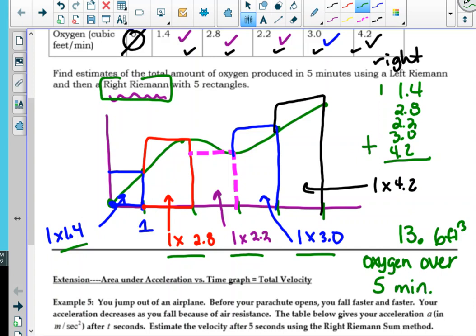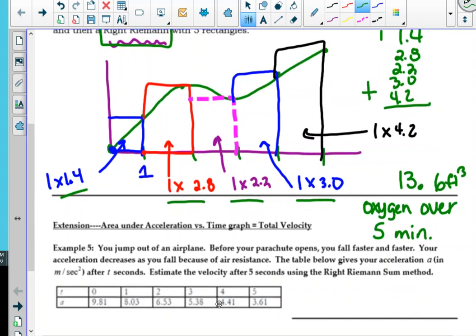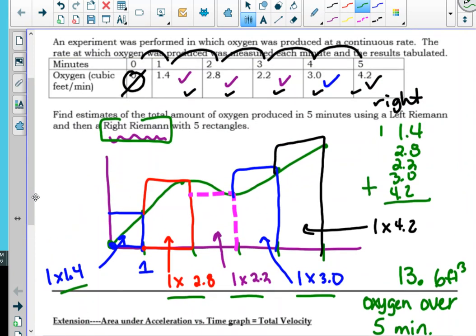If you did not do the other 2 problems from the previous page yet, you should do those. You should go ahead and do this acceleration function problem, area under the acceleration function giving you a total velocity, and that would wrap up those first notes for the left and right Riemann.